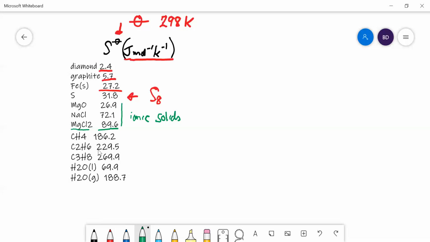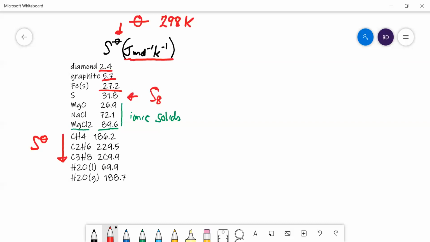Let's have a look at the alkanes then. You can see there, as we go down, as the alkanes get bigger, the entropy gets bigger. That's not surprising because you've got more atoms in each molecule, there are more possibilities of where the atoms are arranged with respect to each other, and you've got more atoms in 1 mole of C3H8 than you have in CH4.